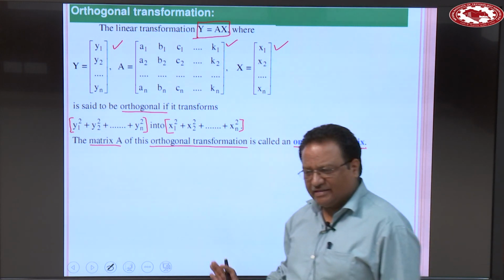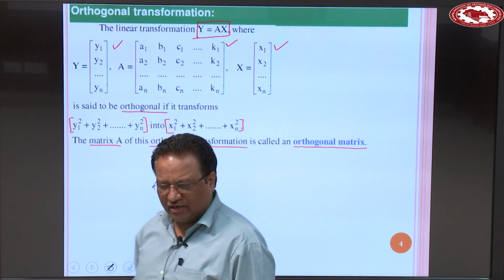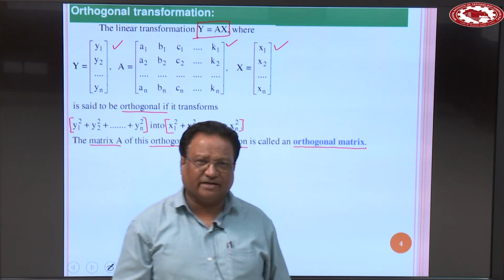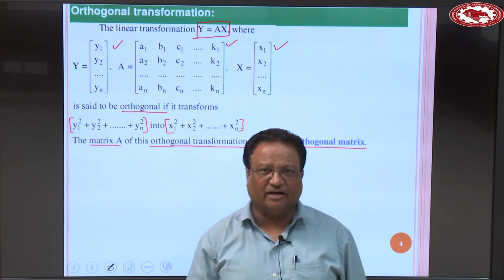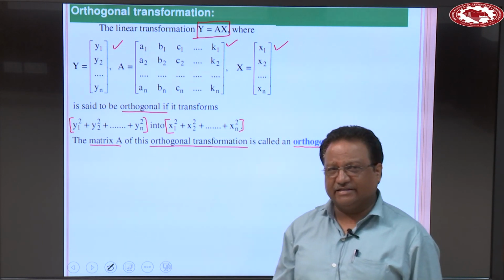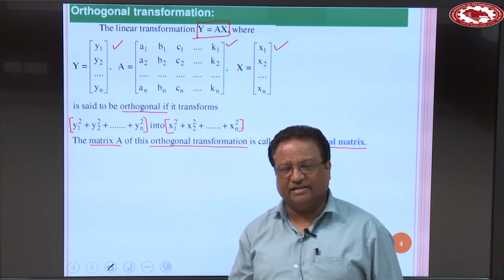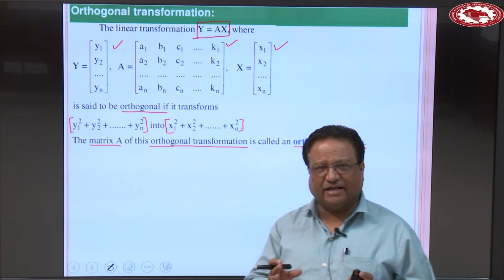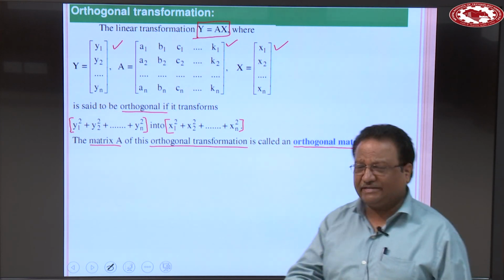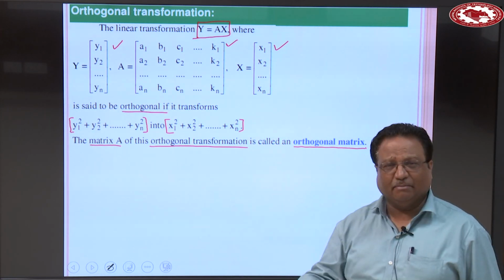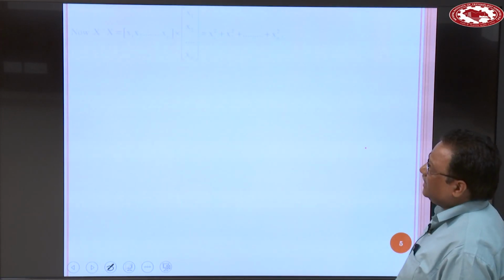So, we have already discussed this term orthogonal matrix, and you know that a square matrix A is said to be orthogonal if A dash A is equal to I. The definition A dash A is equal to I basically comes from this transformation. Okay, let us see now.